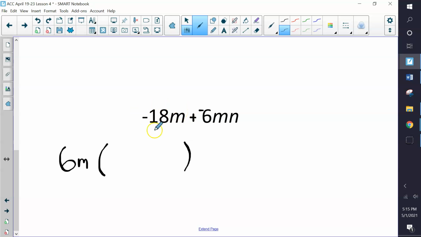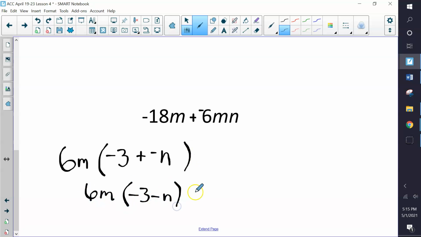So let's do the math here. Negative 18 divided by positive 6 is negative 3. And there's no m. The m is factored out. M divided by m is just 1, and there's no m in there. So negative 6 divided by positive 6 is a negative 1, and the m is gone. We factored that out, but the n is still in place right there. So we end up with these right here. Same thing. Plus a negative n is the same as minus positive n. So this looks a little cleaner.